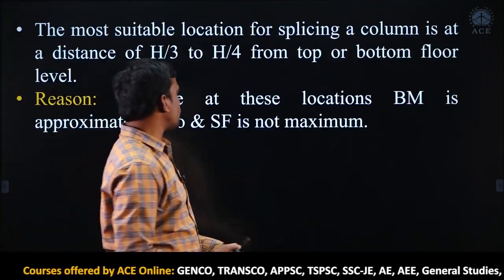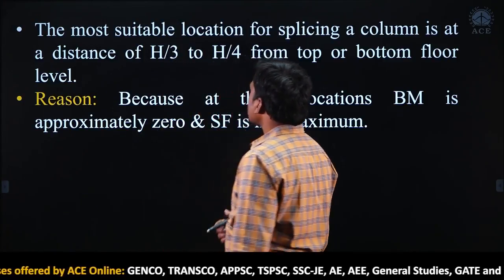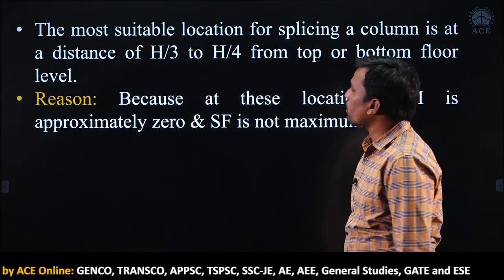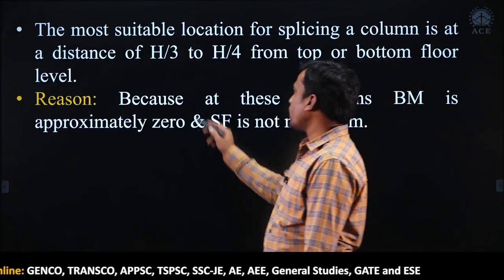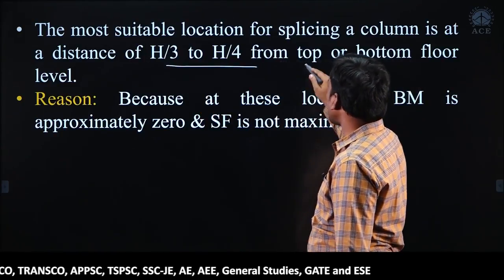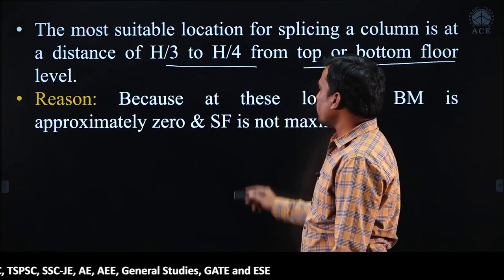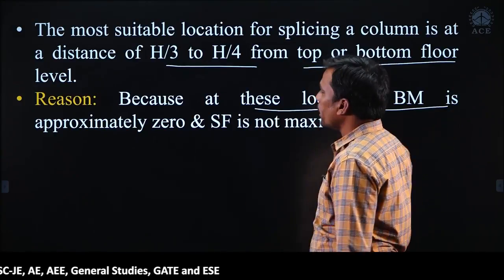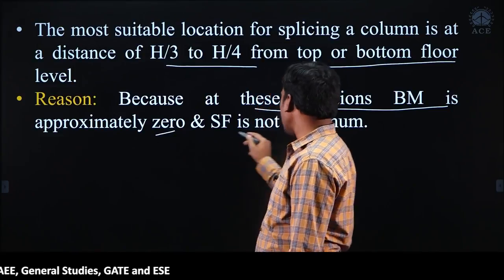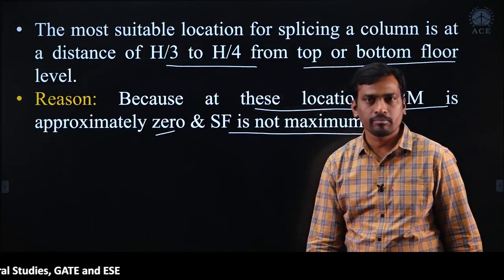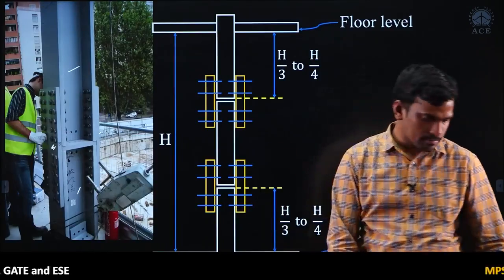So here the most suitable location for splicing of a column is at a distance of h by 3 to h by 4 from top or bottom floor level. The reason is, at these locations bending moment is approximately 0 and shear force is not maximum. Please note down.